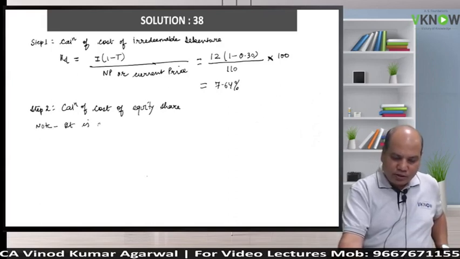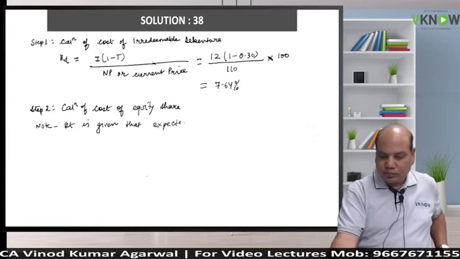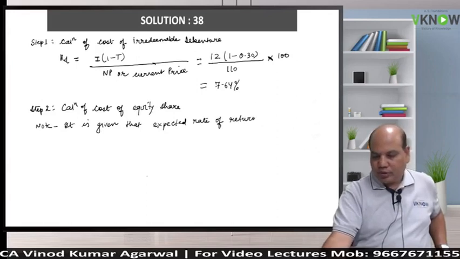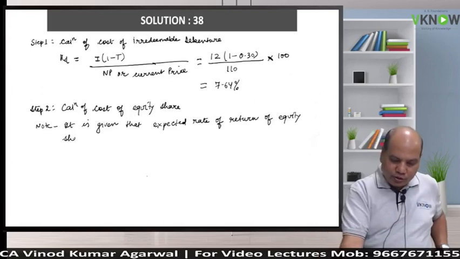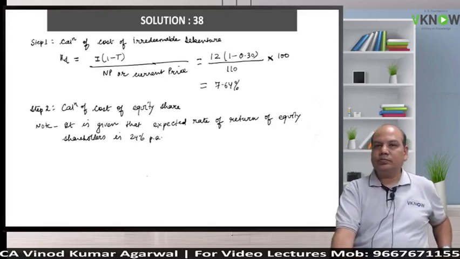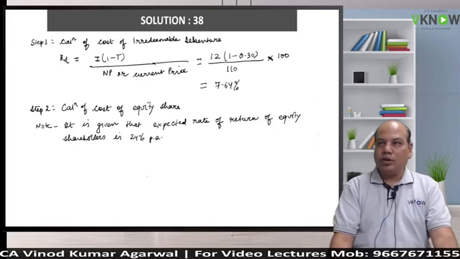It is given that expected rate of return of equity shareholder is 24% per annum. Right? Yes, sir. Expected rate of return of equity shareholder is 24% per annum.